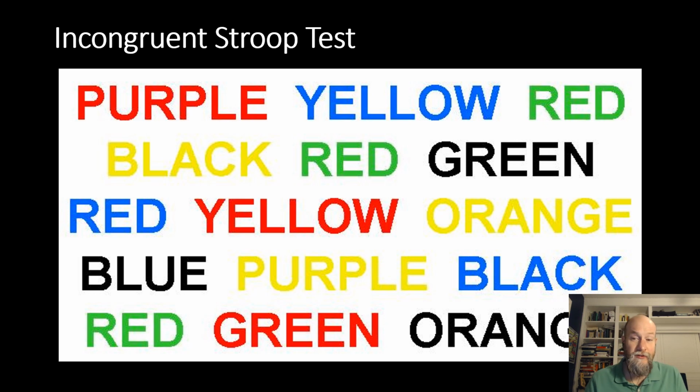Now when a person looks at this, they have this powerful dominant response that's part of how our brains work that wants to look at this list and say purple, yellow, red, black, red, green, red, yellow, orange, blue, purple, black, red, green, orange. That's the linguistic prepotent response. What I have to do, in terms of inhibitory control in this incongruent condition, is say red, blue, green, yellow, green, black, blue. It's harder than you think, right? As you notice, I very quickly slowed down. I was having to inhibit my natural response.